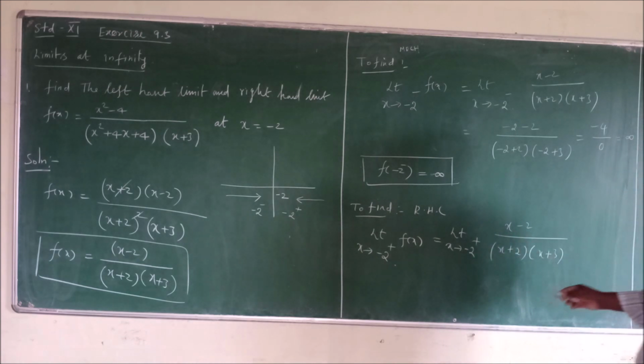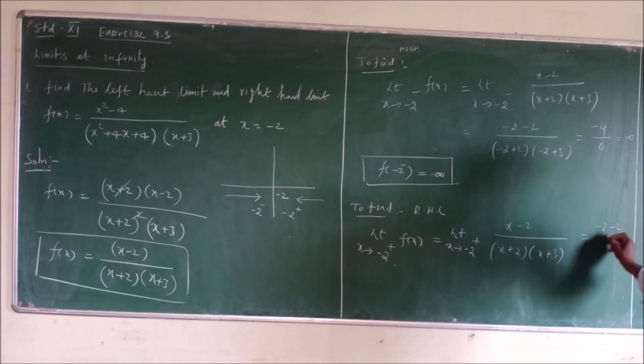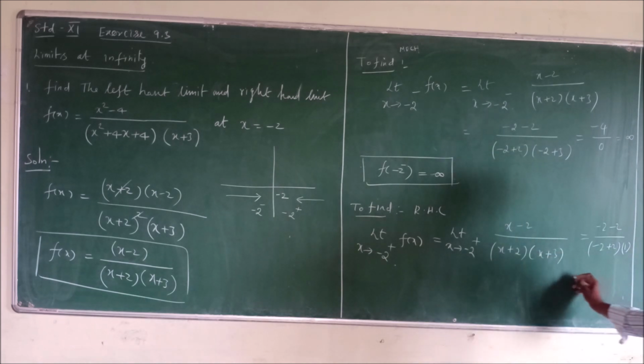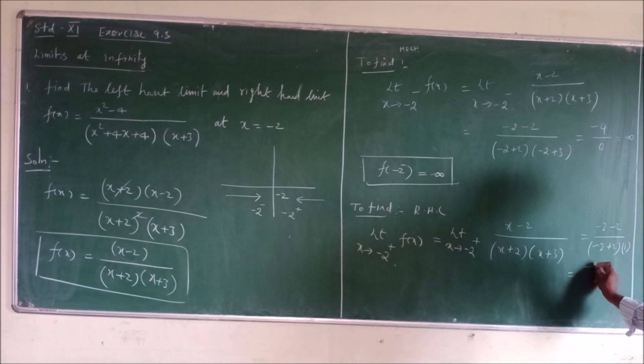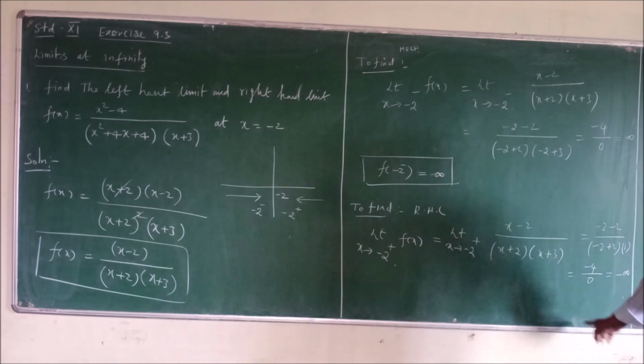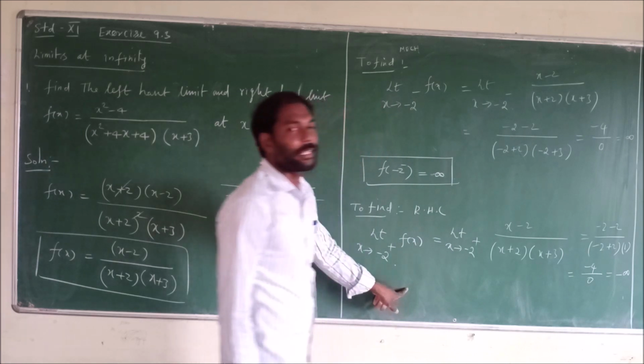Replace x by 2. So replacing x by 2 gives minus 2 divided by minus 2 plus 2 into minus 2 plus 3, which is 1. Therefore, the numerator is minus 4 and the denominator is 0. This approaches minus infinity. This is the right hand limit.